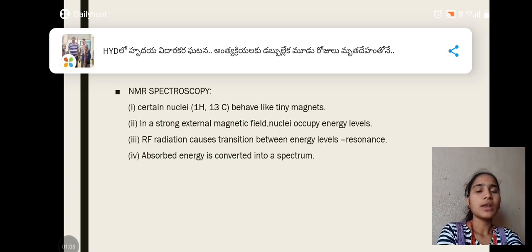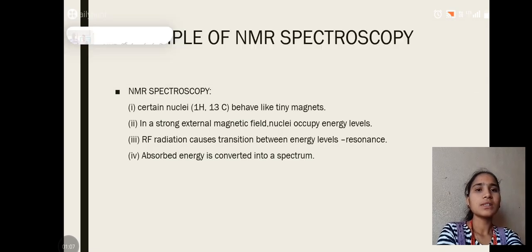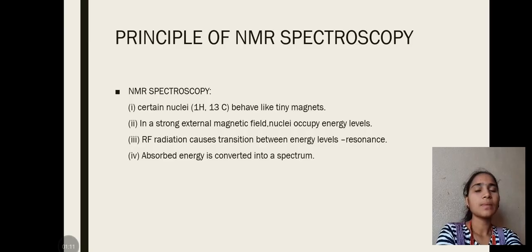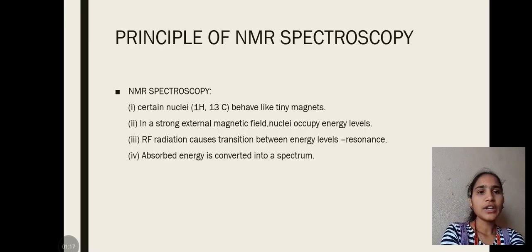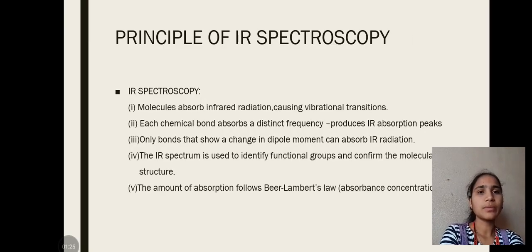Principle of NMR spectroscopy: certain nuclei, 1H and 13C, behave like tiny magnets. In a strong external magnetic field, nuclei occupy energy levels. RF radiation causes transition between energy levels in resonance. Absorbed energy is converted into a spectrum.